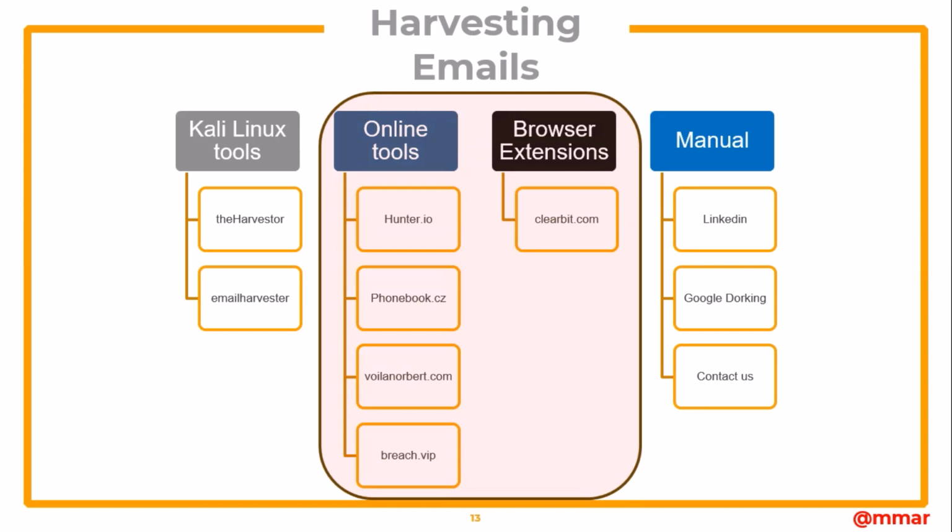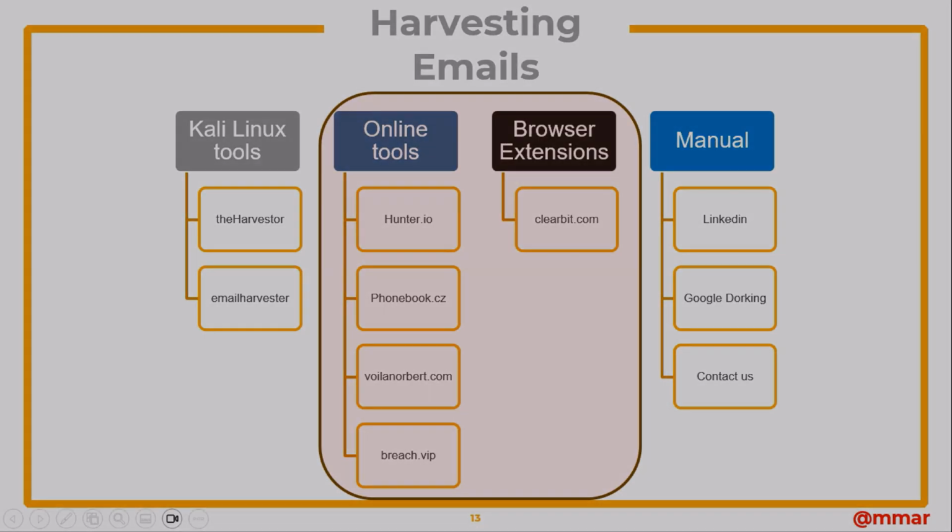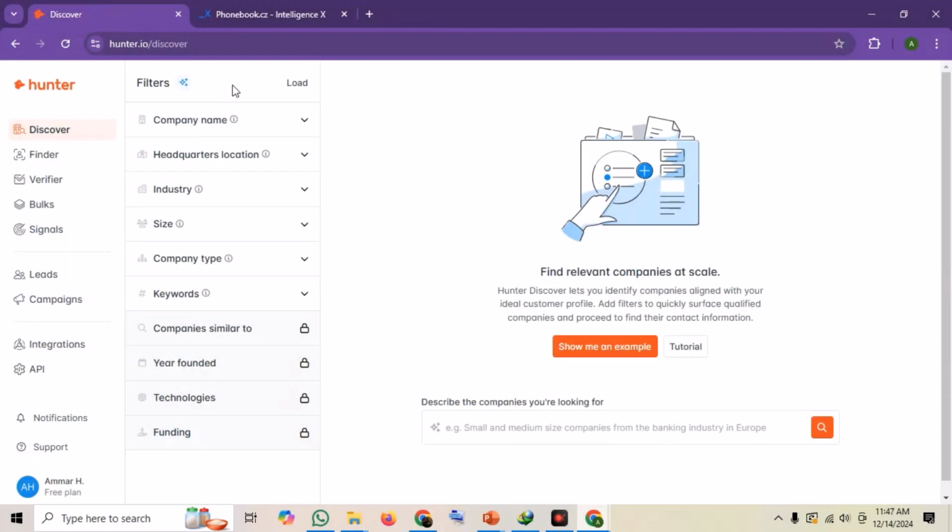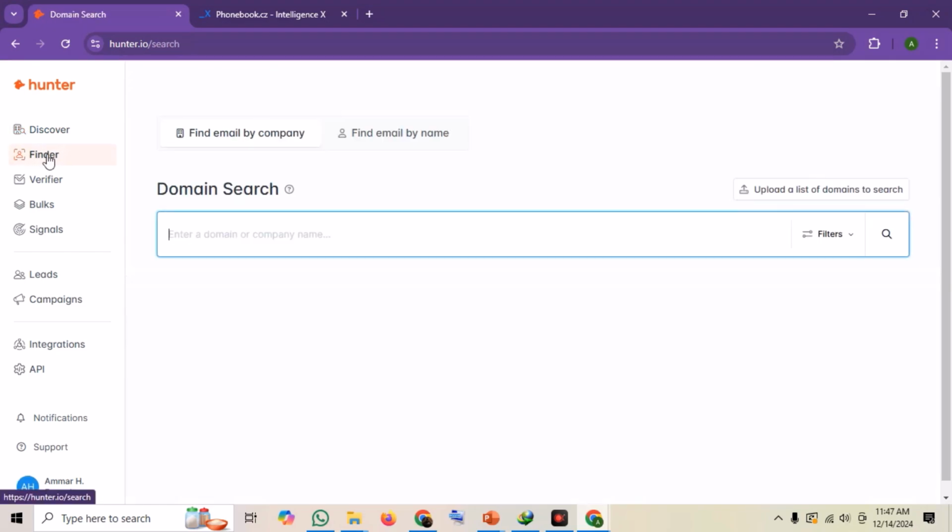We have a lot of online resources that are known to provide better results. Let us see these now. Hunter.io is considered as the go-to tool for gathering email addresses about a domain. The free account is limited in results. Just sign in for a free account. Click on Finder.